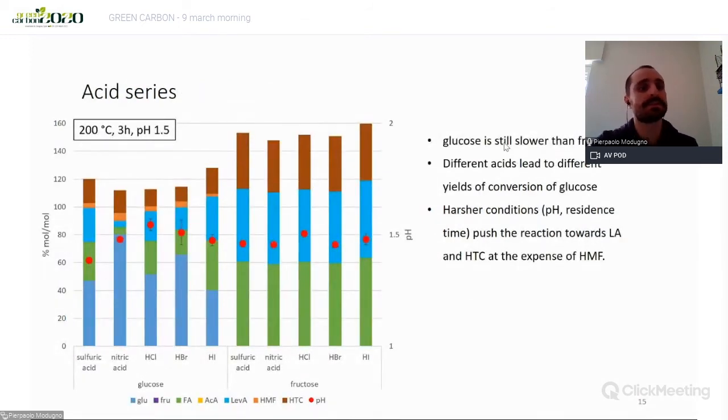Here we can see the products of glucose and fructose conversion in an acidic medium.